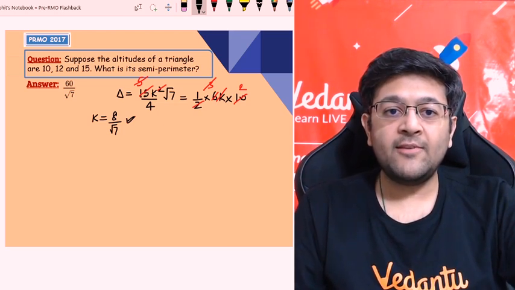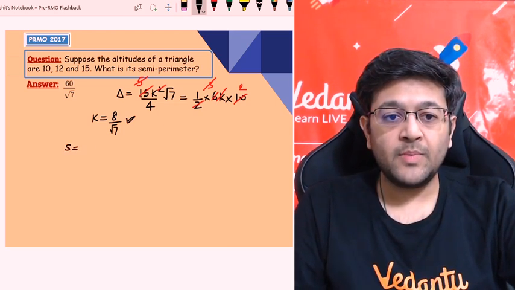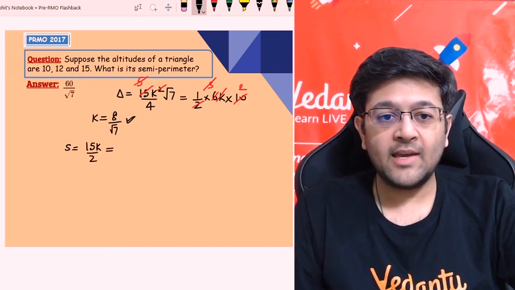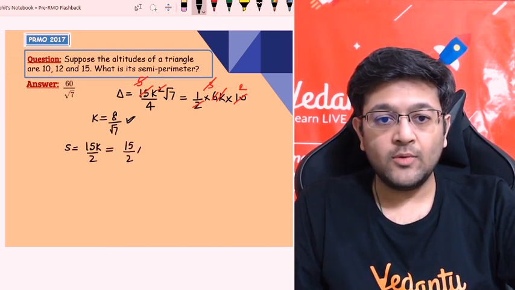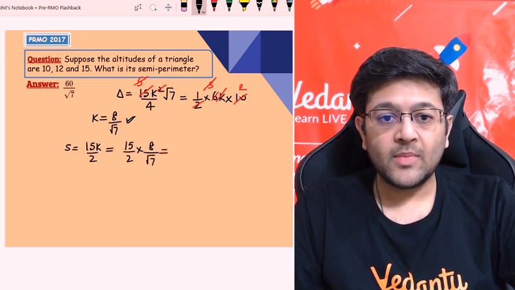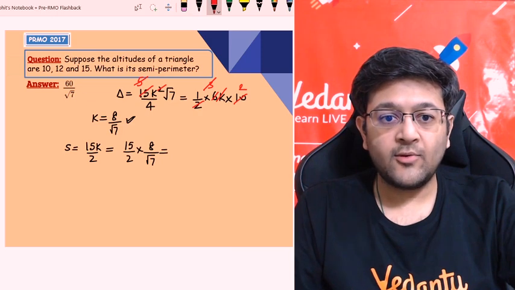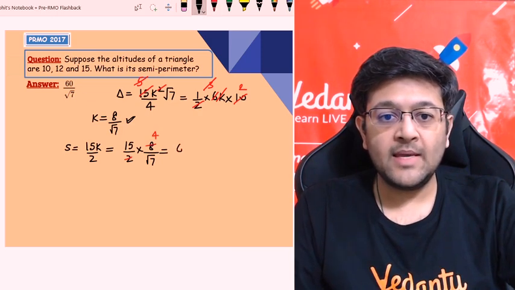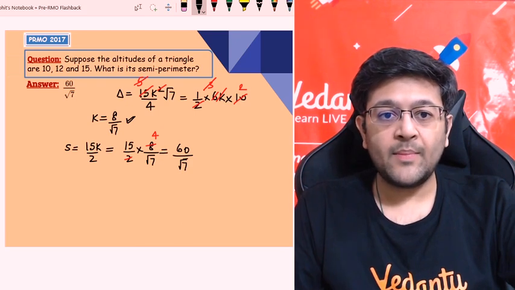Now we can very easily find the semi-perimeter, which we found to be 15K by 2, right? So let's put the value of K here. So 15 by 2 into 8 by root 7, which will again cancel for 4. So 15 into 4 will be 60 upon root 7. Okay, this will be the semi-perimeter.